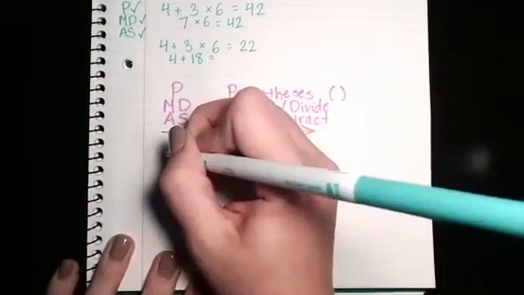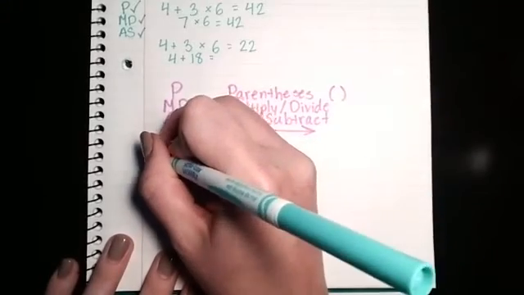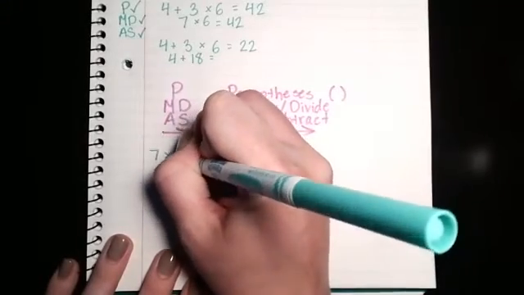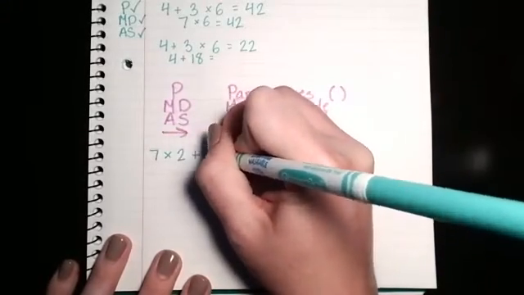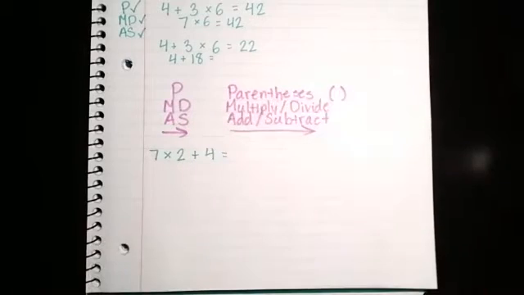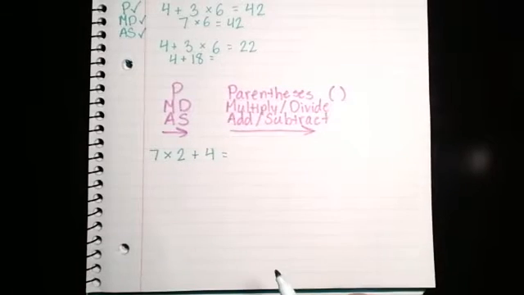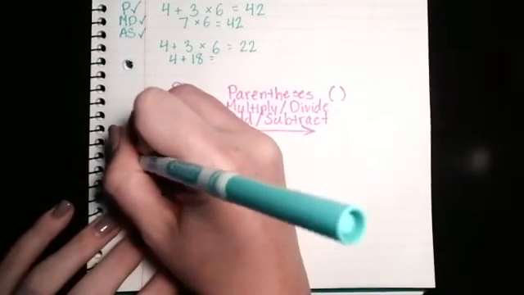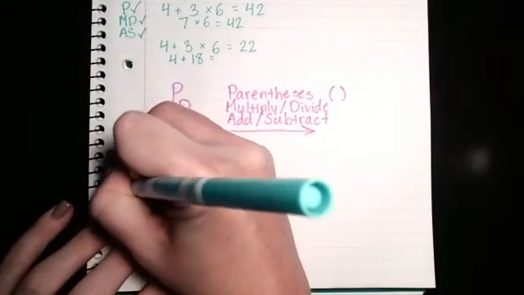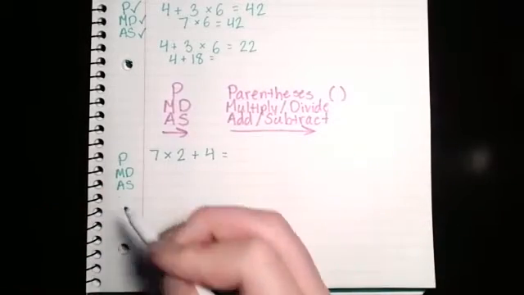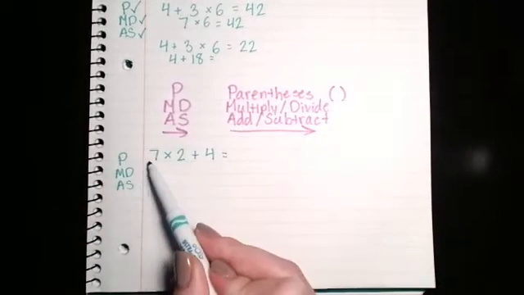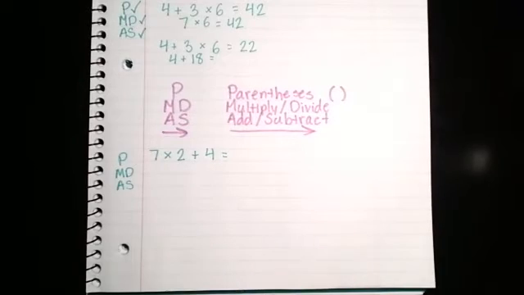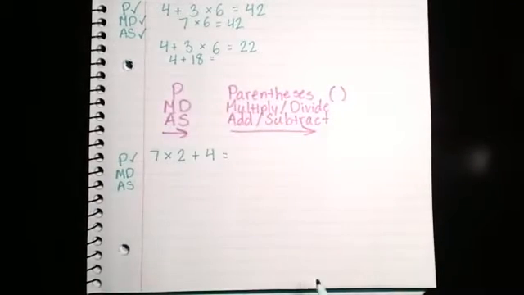Let's start with, let's do this one. 7 times 2 plus 4. Okay, we're going to see what that equals. First thing we're going to do, actually, I'm going to write it over here. This helps me make sure that I'm going in order. PEMDAS, okay? Start with parentheses. I don't see any parentheses in this problem, so it's done.